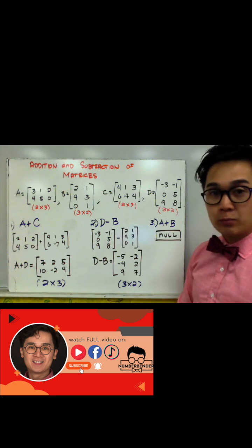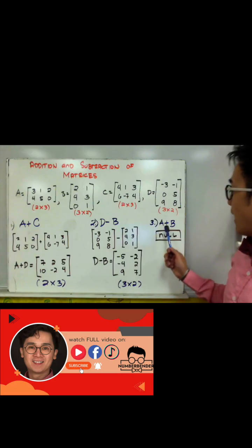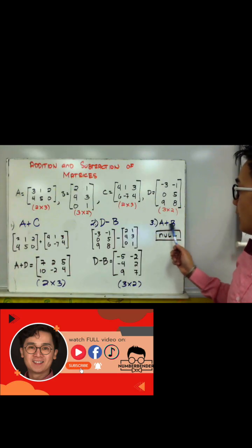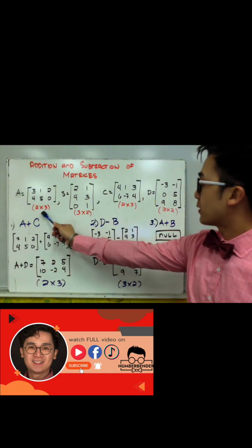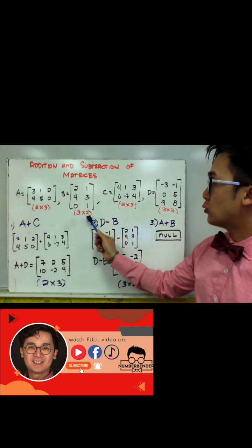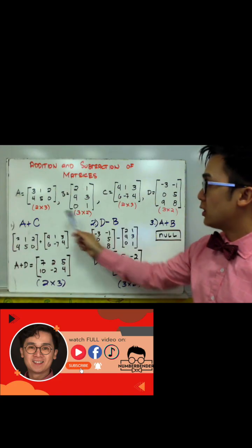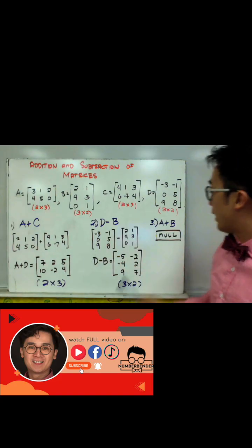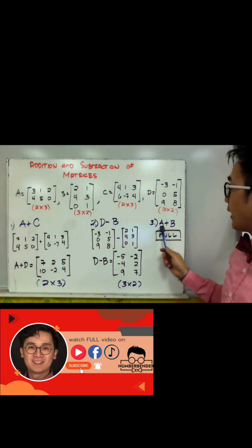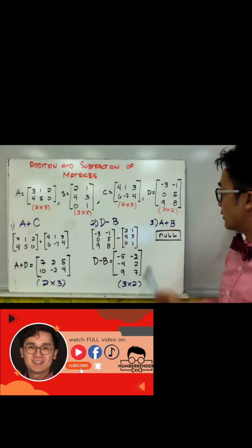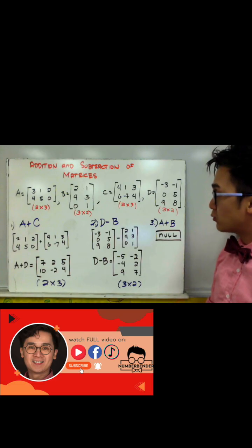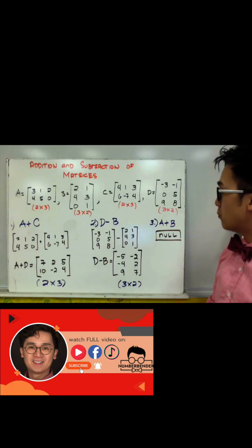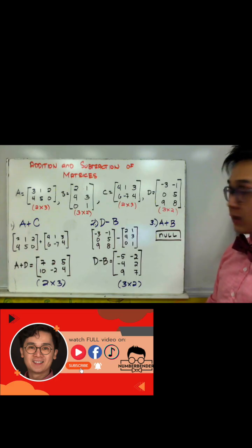And for example number 3, if we're going to add matrix A, which we know is a 2 by 3, to a 3 by 2 matrix B, since their orders are not the same, it is impossible to combine A and B through addition. So that means A plus B is a null matrix or an empty matrix, because it's not possible to combine A and B by addition.